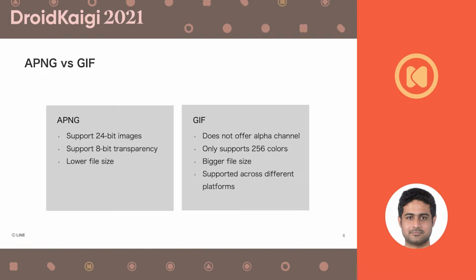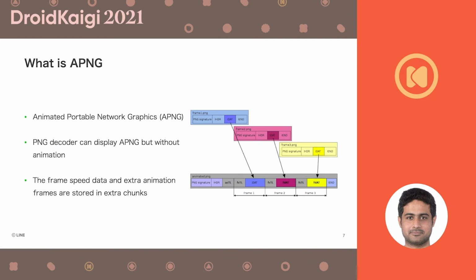So in this comparison, we can conclude that the APNG format is better than GIF. So we selected this format for our animation emoji project. Okay, so what is APNG? APNG is Animated Portable Network Graphics. So basically it's an extension of the existing PNG format.